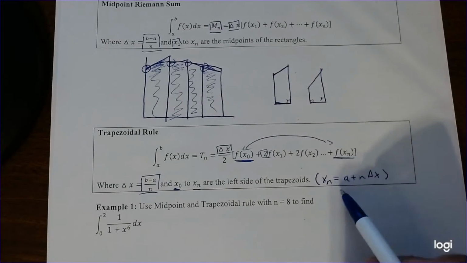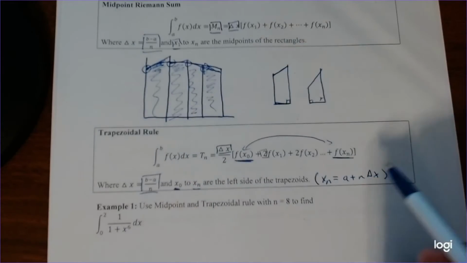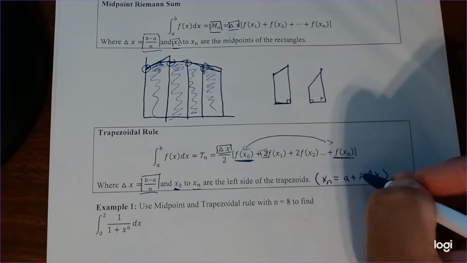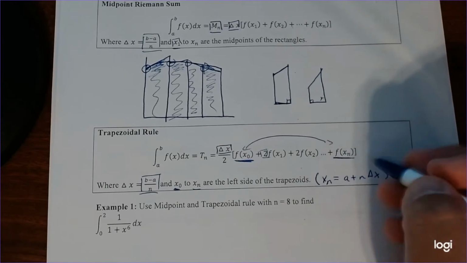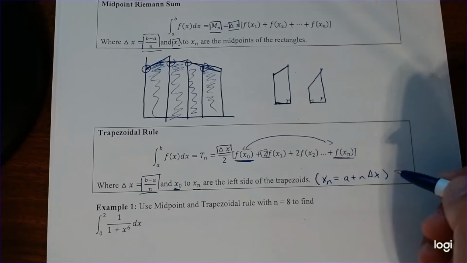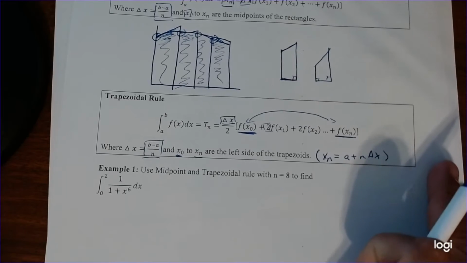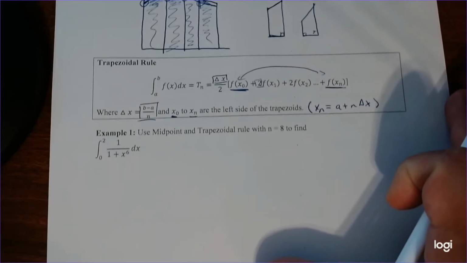Where again a is the starting point, and delta x is calculated here, and n is how many trapezoids you want, n through 5 and so forth. But again, this is a lot of theory behind this kind of concept. So let's actually put this into practice to see how it's going to go.